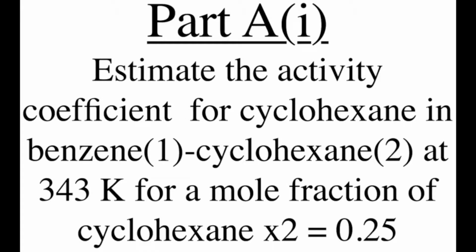Estimate the activity coefficient of cyclohexane in benzene (1) cyclohexane (2) at 343 Kelvin for a mole fraction of cyclohexane of x2 equals 0.25. In order to find the activity coefficient for cyclohexane with the mole fraction of 0.25, you have to first find the value of A from the two-suffix Margules equation.